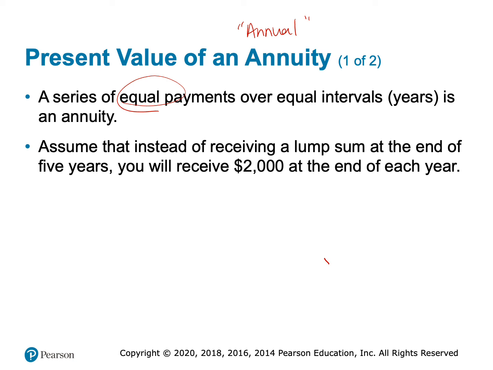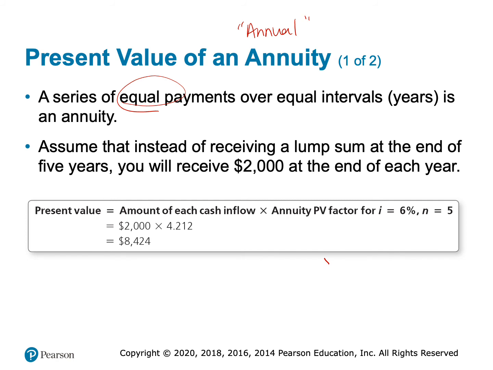So we're going to multiply that factor of 4.212 by $2,000, our annual cash flow. That means that if we received $2,000 every year for 5 years, we would have received a total of $10,000, but it would be worth $8,424 today. So if someone came to you and said, I can give you $8,424 today, or I'll give you $2,000 every year for 5 years, which would you prefer? If your interest rate was 6%, you'd say, I don't care, they're exactly the same.